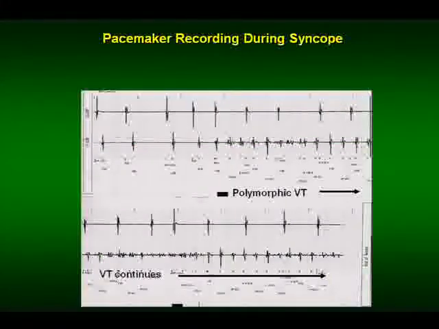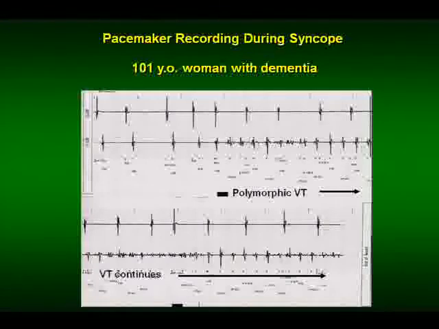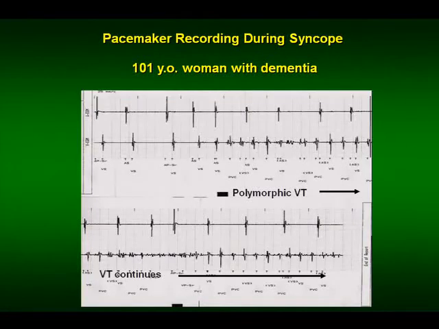For example, here's a patient who had a pacemaker, had syncope. We interrogated the pacemaker because they have the same functions, and we saw they had polymorphic VT. It had stopped by the time she got there. Clear cut secondary prevention indication for a defibrillator, right? Well, she was 101 years old. She had dementia. Should she get a defibrillator? We chose not to. And speaking with her family, they chose not to as well. And I think that was the right decision.